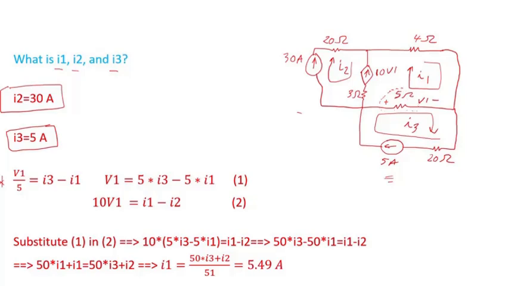So the voltage V1 divided by resistance is equal to the current that flows through that resistance. So V1 divided by 5 ohms is equal to the current that flows basically in this direction. And that current is I3 minus I1. So that's what I'm writing here. I can rewrite this by multiplying both sides by 5. So V1 is equal to 5 times I3 minus 5 times I1. And I call this equation 1.